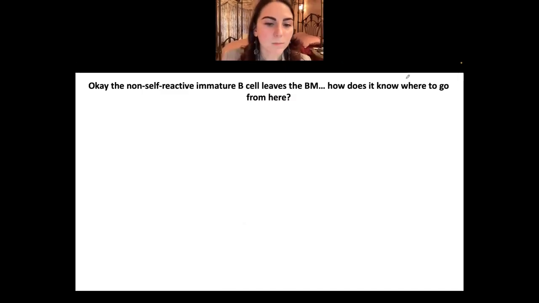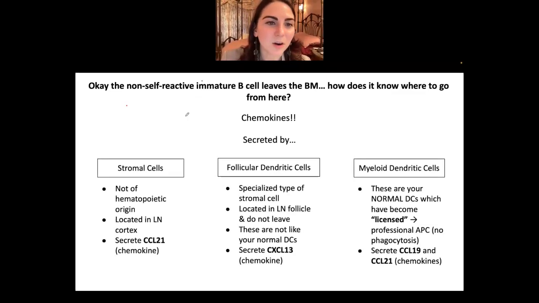All right. So the non-self-reactive immature B cell leaves the bone marrow. So how does it know where to go? You guys should know, chemokines. Okay, so there are a bunch of different cells that are secreting chemokines. I think these were on the objectives last year for Dr. Demarest, so I would not worry about these exact names or even these cell types, to be honest. Just know that there's cells out in the peripheral organs, like the secondary lymphoid tissue, that are releasing chemokines, being like, hey, come here, I have some cool antigens I want you to check out. So that's how it kind of knows where to go once it leaves.